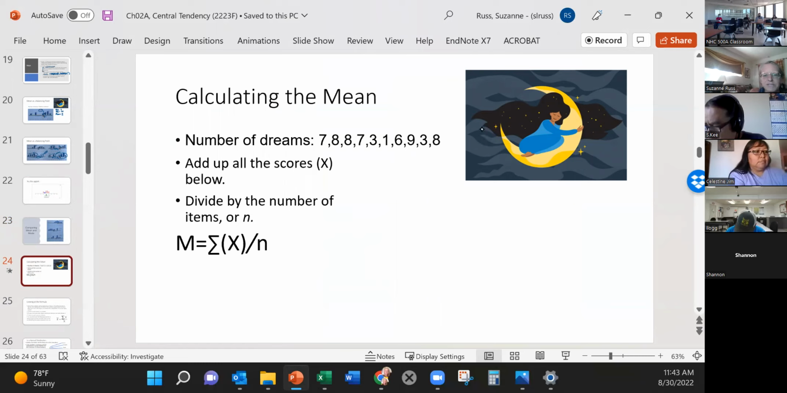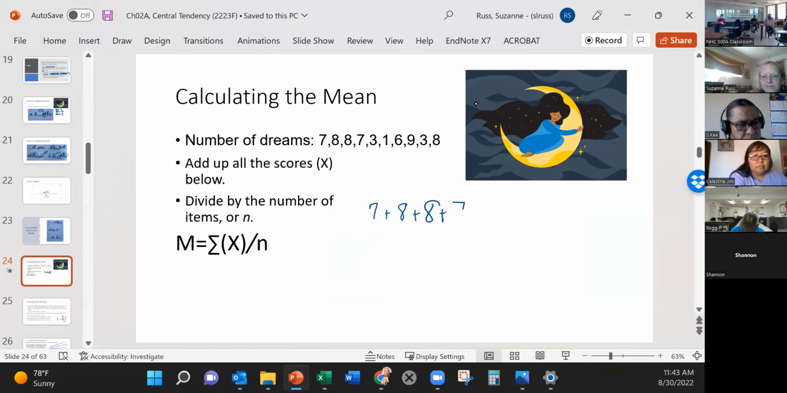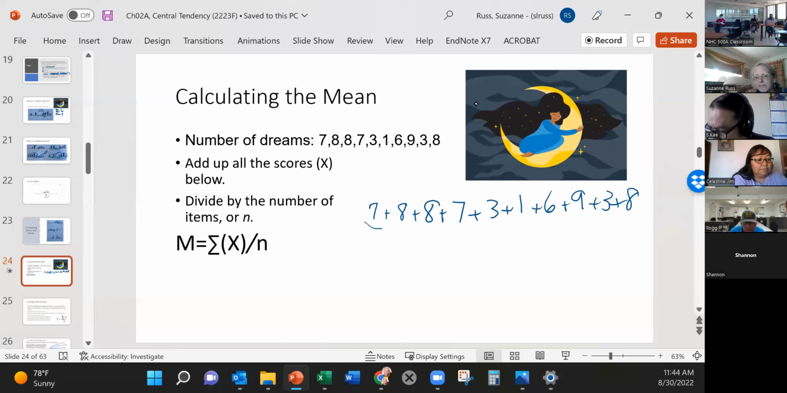So first of all, let's follow step one. Here are our dreams. We already know what the mean is, but let's look at how we got it. We're going to add up all the scores. So we're going to take 7 plus 8 plus 8, 7, 3, 1, 6, 9, 3, 8. Now I'm going to do this mental math. We have 15 and 15 is 30, 34 is 40, 49, 52, 60. So I get a total of 60.